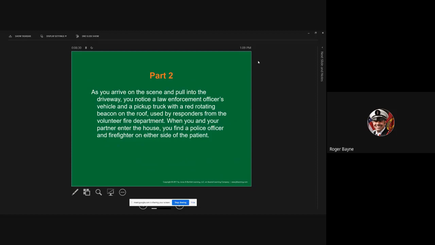All right. As you arrive on this scene and pull into the driveway, you notice a law enforcement officer's vehicle and a pickup truck with a red rotating beacon on the roof, used by responders from the volunteer fire department. When you and your partner enter the house, you find a police officer and firefighter on either side of the patient. So that's who's performing CPR. You've got a police officer and a firefighter.